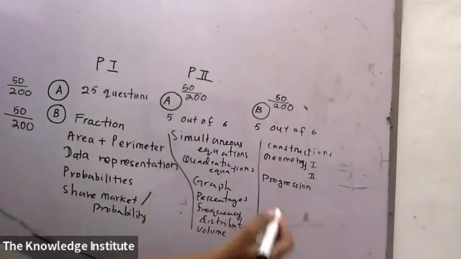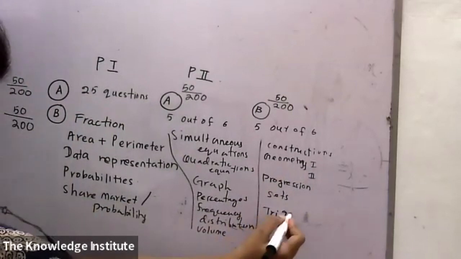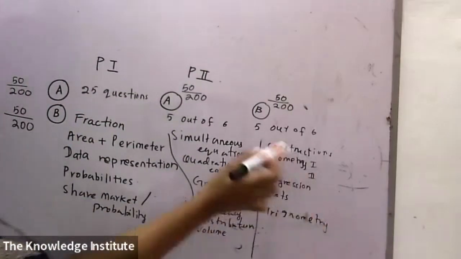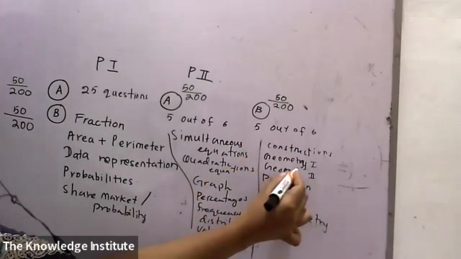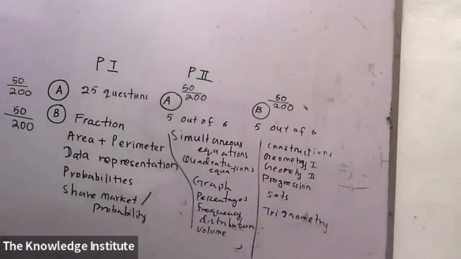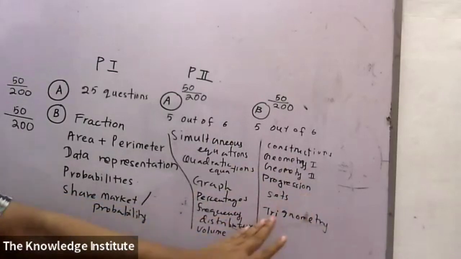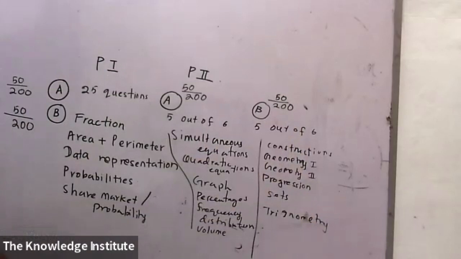Then you have set. Then you have trigonometry. So altogether you have 6 questions. Here geometry part 1 and part 2. So out of this you're going to select 5 questions. Let's say Sumaya is very good at progression, so she's going to do progression, set, trigonometry, and selecting one of geometry, and construction. Okay, so this is the overall paper.